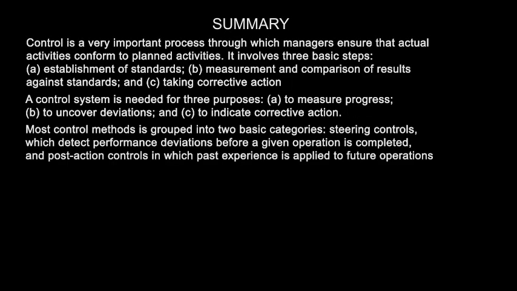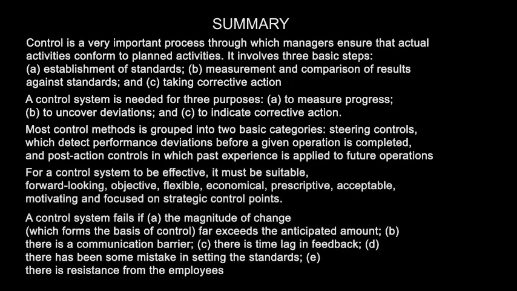Summary. Control is a very important process through which managers ensure that actual activities conform to planned activities. It involves 3 basic steps: establishment of standards, measurement and comparison of results against standards, and taking corrective action. A control system is needed for 3 purposes: to measure progress, to uncover deviations, and to indicate corrective action.